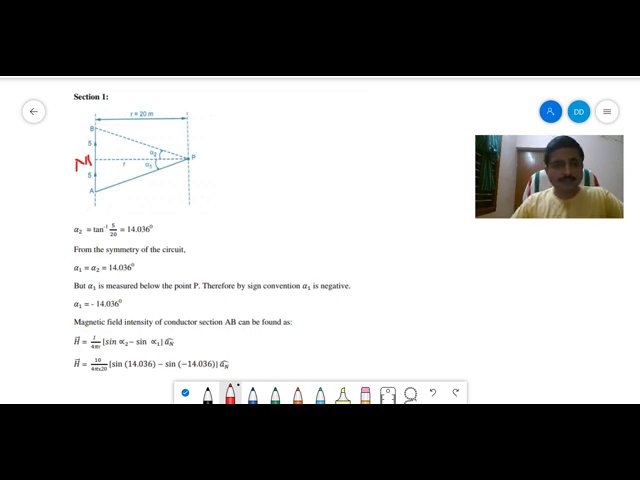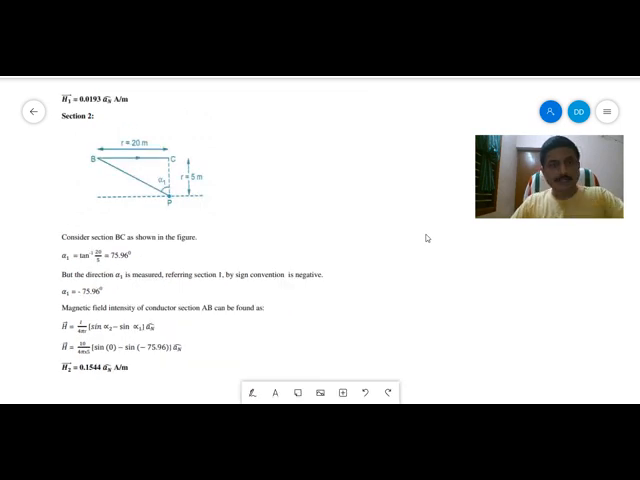So now I know the values of I, r, alpha 2 and alpha 1. Please substitute them in the equation for the magnetic field intensity due to a finite conductor. Then you get the solution as 0.0193 a_n ampere per meter.